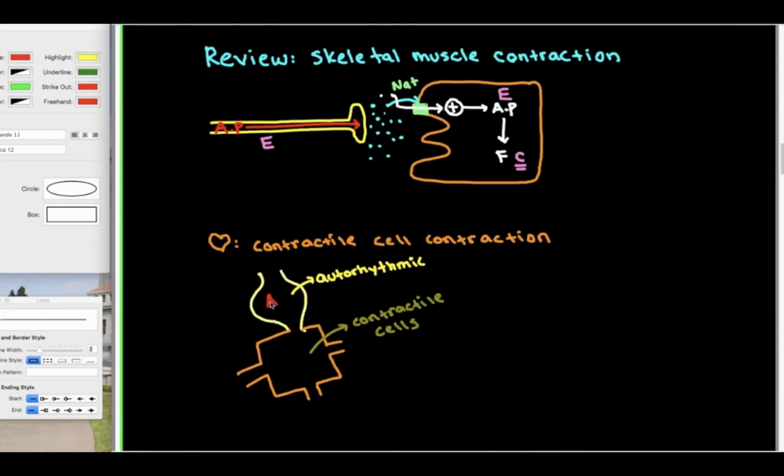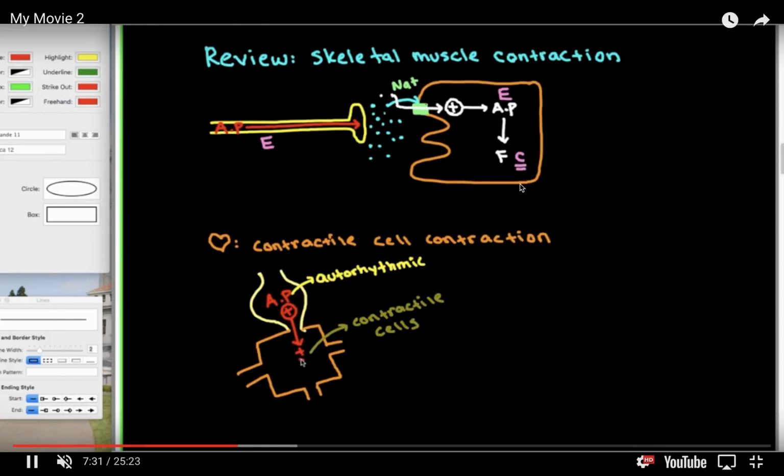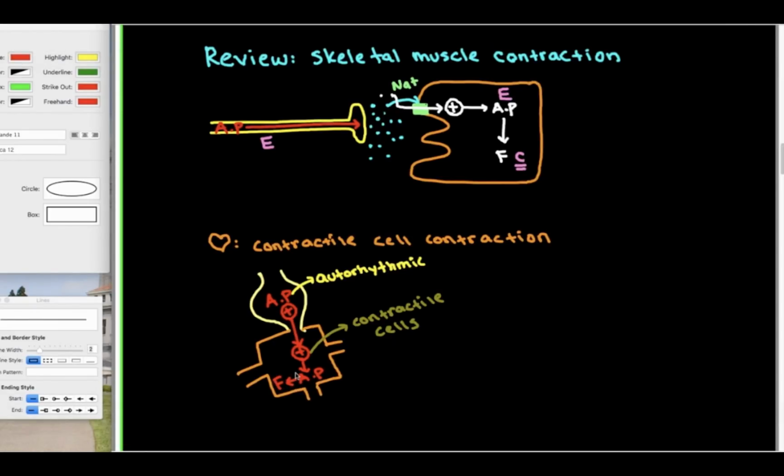So the idea is if I have an action potential in autorhythmic cells, that positive charge can spread directly through gap junctions to neighboring contractile cells. So whereas before in skeletal muscle, that action potential was jumping to the muscle fiber using acetylcholine, now that action potential can jump directly using gap junctions. Now the contractile cell gets more positive and it generates an action potential as a result. Just like in skeletal muscle, that action potential will then generate force in contractile cells.